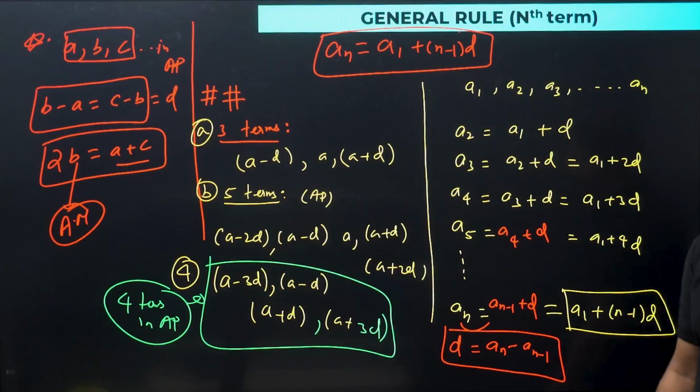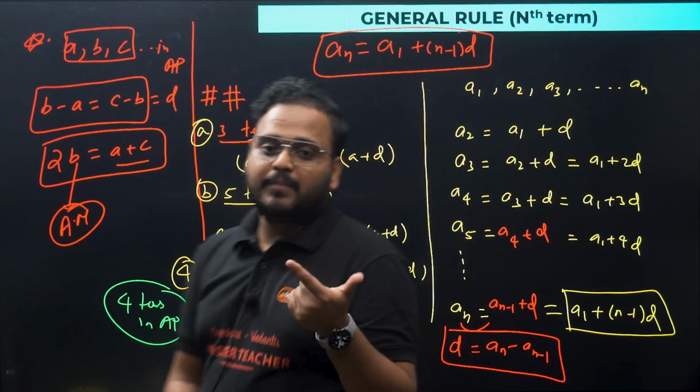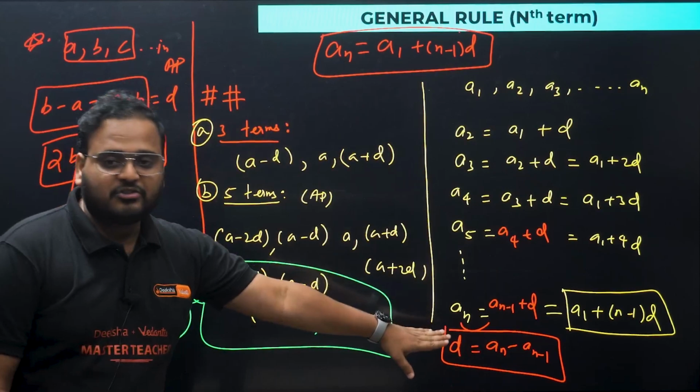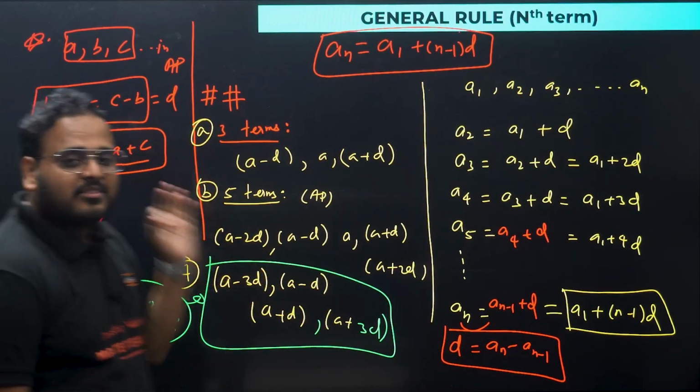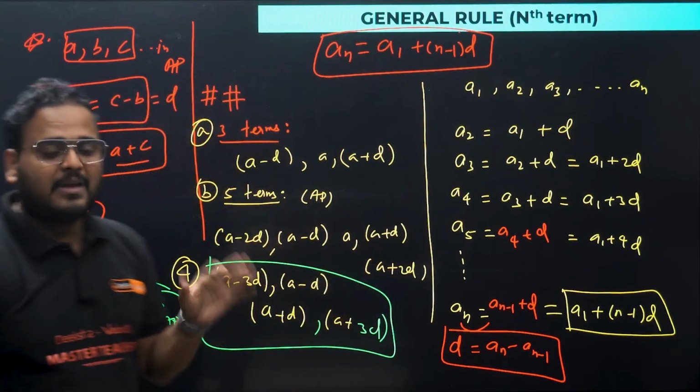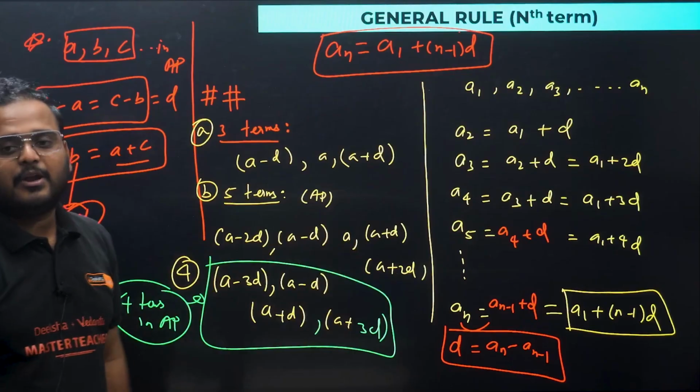So this is a very important slide. Please have a look. Here I talked about your arithmetic mean, your general rule, and also how to take 3, 5 and 4 terms in AP if nothing is given. This is the variable you're going to take.